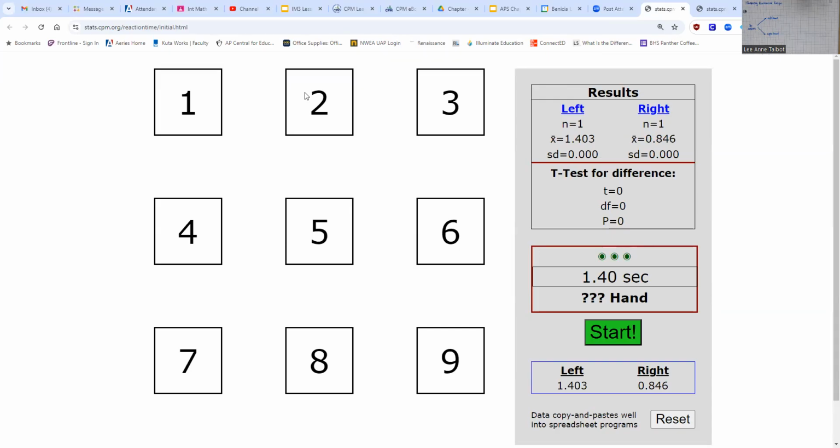Okay, let me demo one more time. Nope, you're just going to do it one time. You get chosen right or left. Okay, start. It says left hand, green, green, green, 9, click.